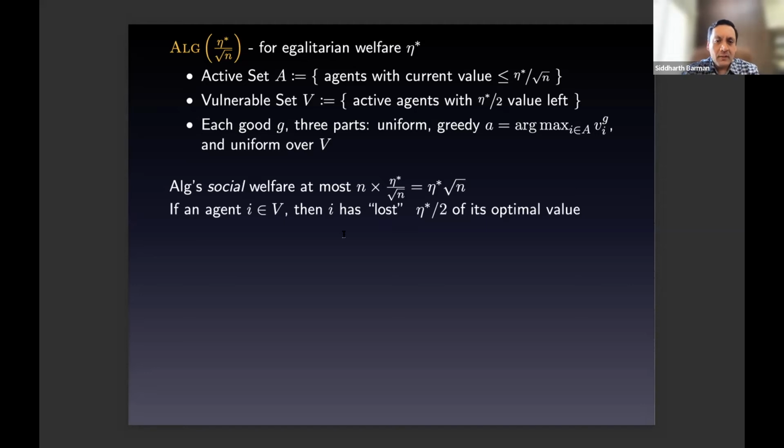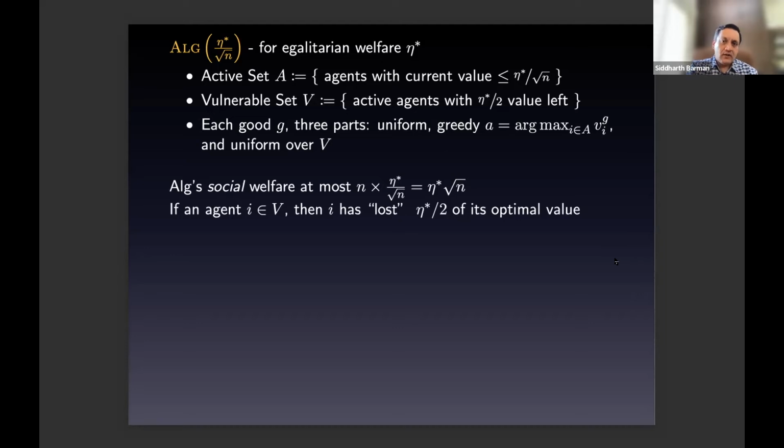This has happened only because agent I has lost at least eta star by 2 of her value. So this is a slightly delicate observation, so let me spell it out. What I'm saying is that, at the point that I became vulnerable, there were goods that were assigned to her in the past, the irrevocable decisions you have made. So say there's some good G, the optimal was giving some delta fraction of the good to this agent, but the algorithm did not.